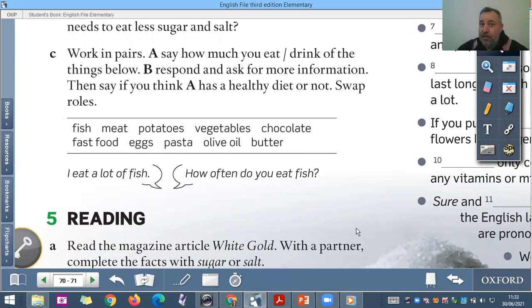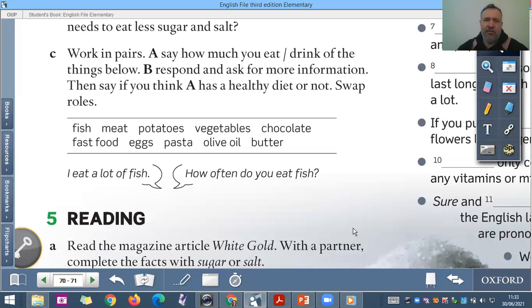And then what is the question? How often do you eat fish? Or how much fish do you eat? How often do you eat fish? This is asking you about the frequency you eat each kind of food. How often do you eat potatoes? That is, how many times in a week or in a month you eat potatoes? How often, how frequently do you eat potatoes?